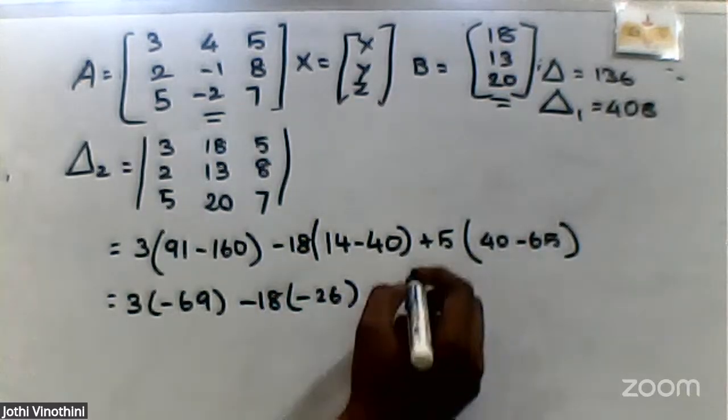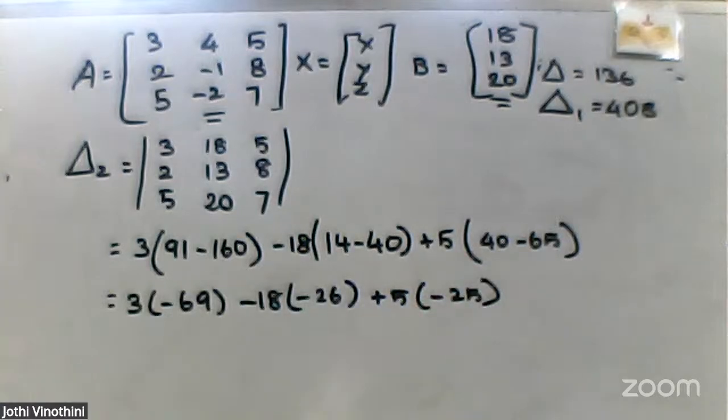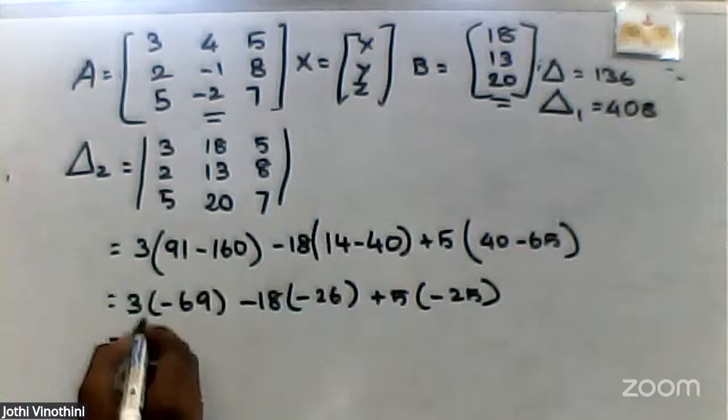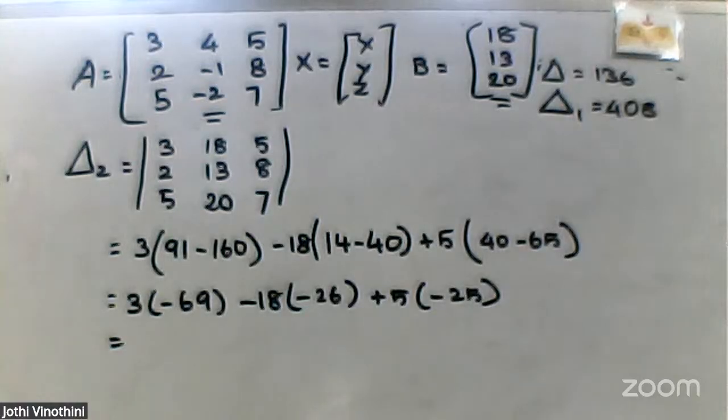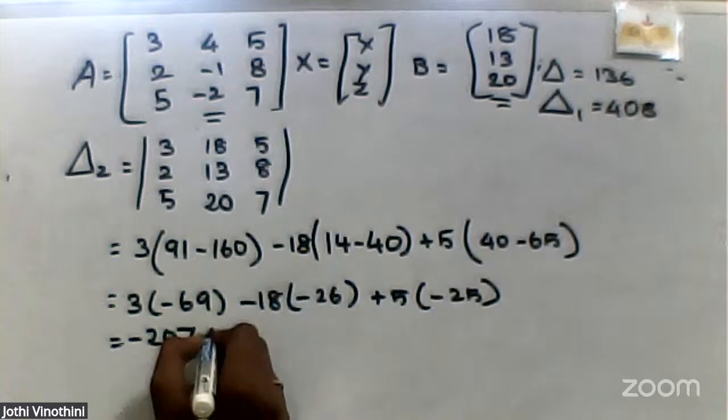Clear? And plus 5 and minus 25. Right? So what is 3 multiplied by 69? 207. Here plus, here minus. So minus into minus is plus.